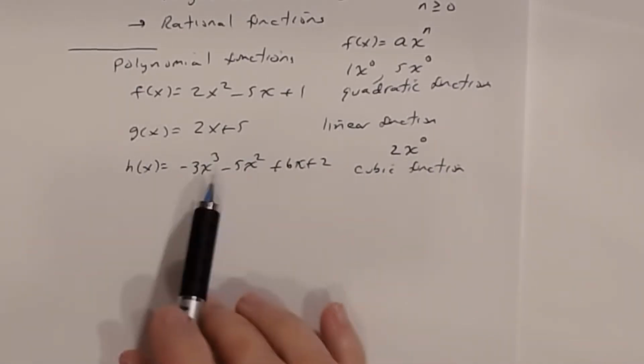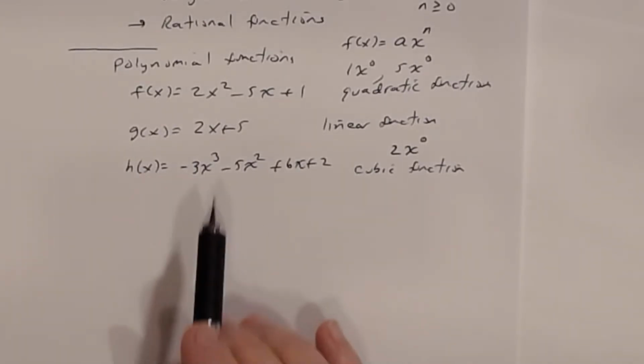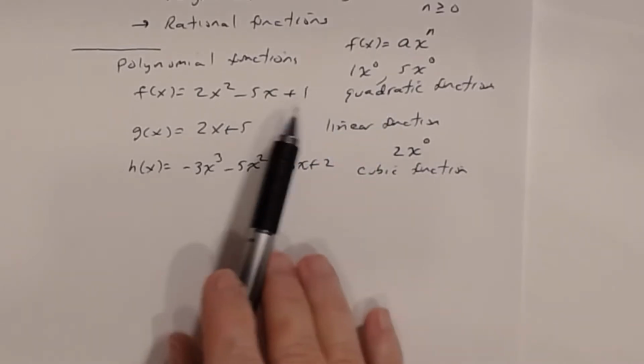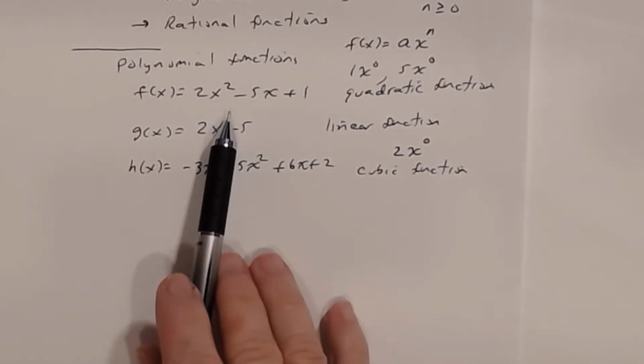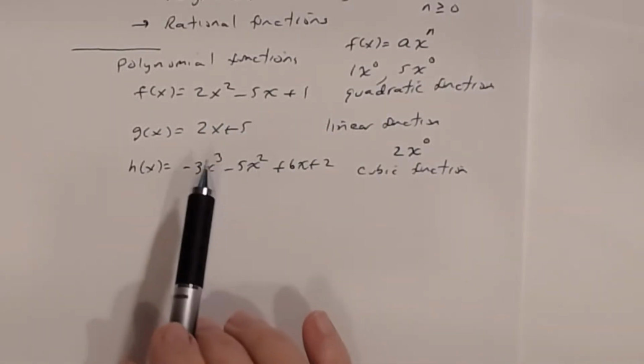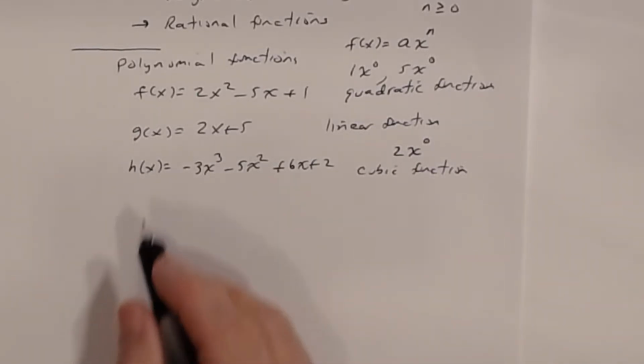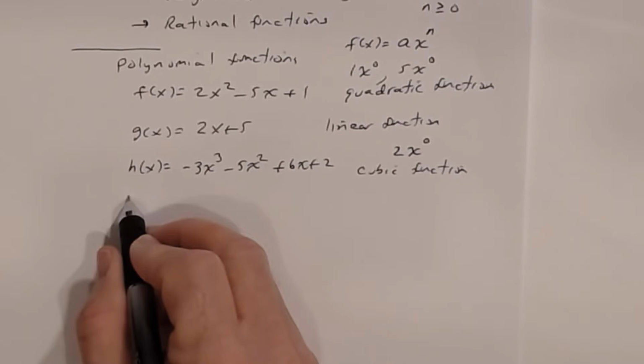It has a special name, a cubic function. Now, not all polynomial functions have a name. We just call a few of them by special names. Quadratic functions occur quite often in your courses. Linear functions occur quite often. Cubic functions occur often.